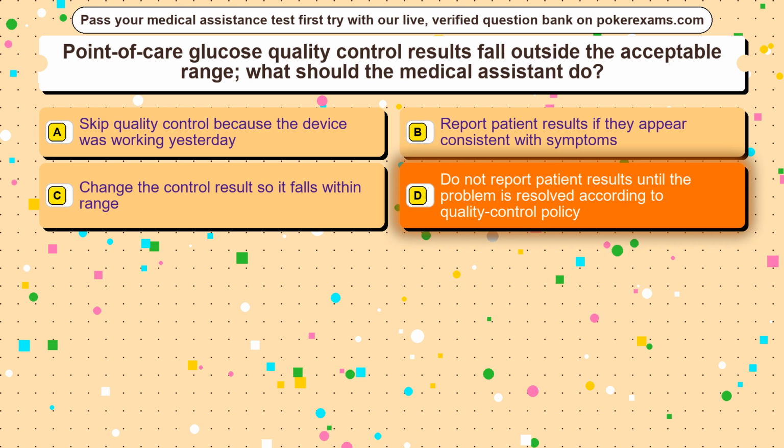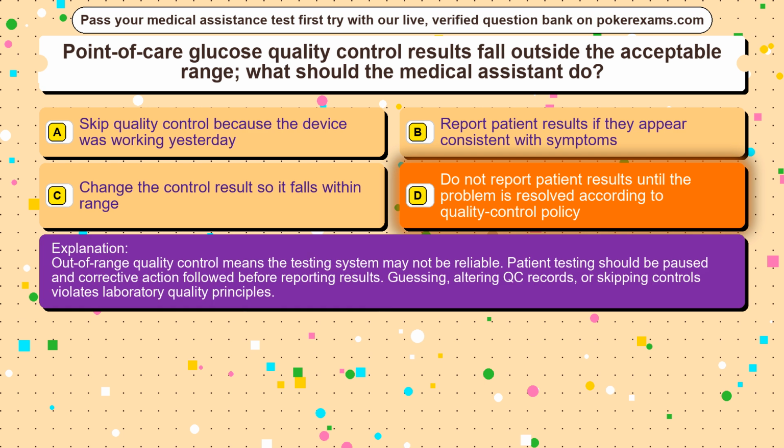The correct answer is option D, do not report patient results until the problem is resolved according to quality control policy. Out-of-range quality control means the testing system may not be reliable. Patient testing should be paused and corrective action followed before reporting results. Guessing, altering QC records, or skipping controls violates laboratory quality principles.